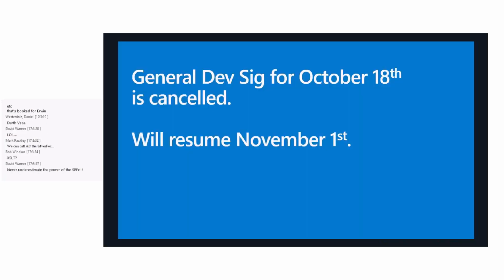Big note, I just want to throw this out there at the start, and we'll mention it again at the end. The General Dev Special Interest Group for October 18th, which is next week, is canceled. So apologies for that. We've got some folks on vacation, and some folks with other conflicts, myself included, who can't make that call, so we're going to have that call canceled for next week. We'll resume as normal on November 1st.